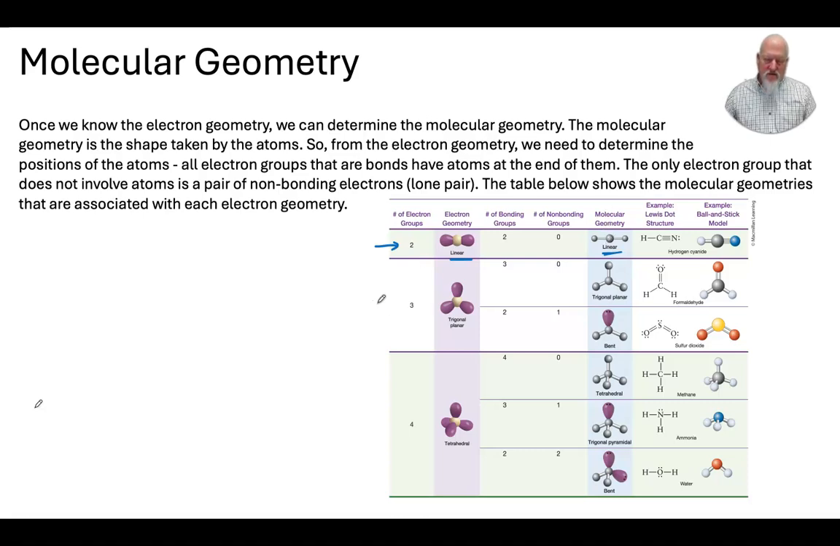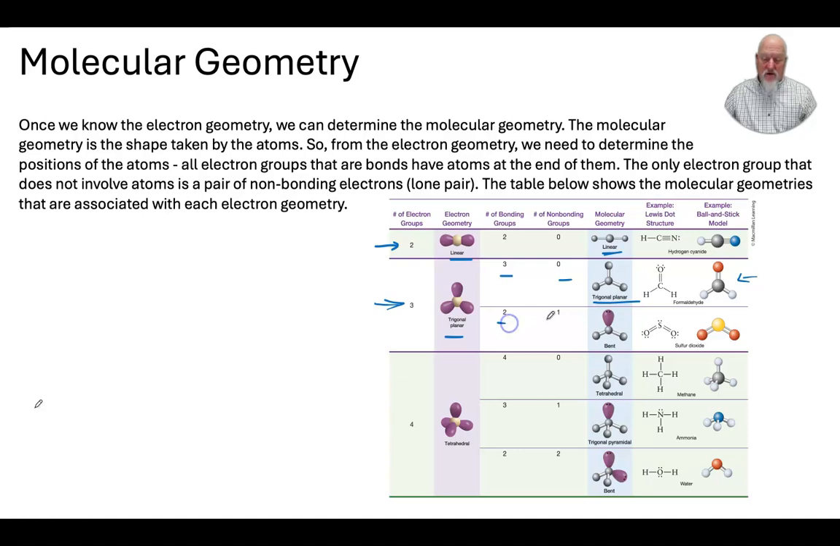Okay, let's go down to if I've got 3 electron groups. We said that the electron geometry, the shape the electron groups take, is trigonal planar, a triangular plane. If all the groups are bonding and none are non-bonding, the molecular geometry is also trigonal planar, because all the electron groups are bonds, like we saw in formaldehyde.